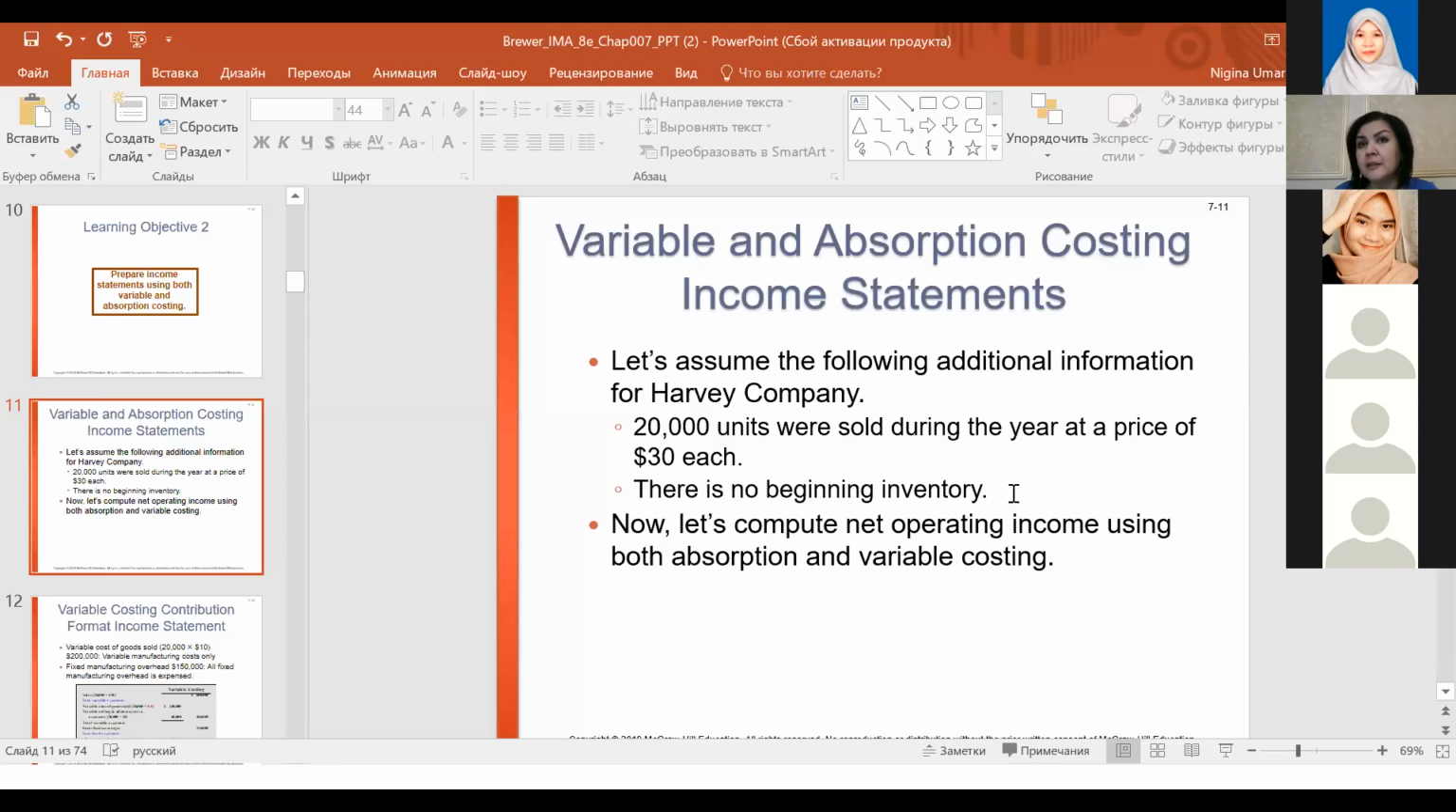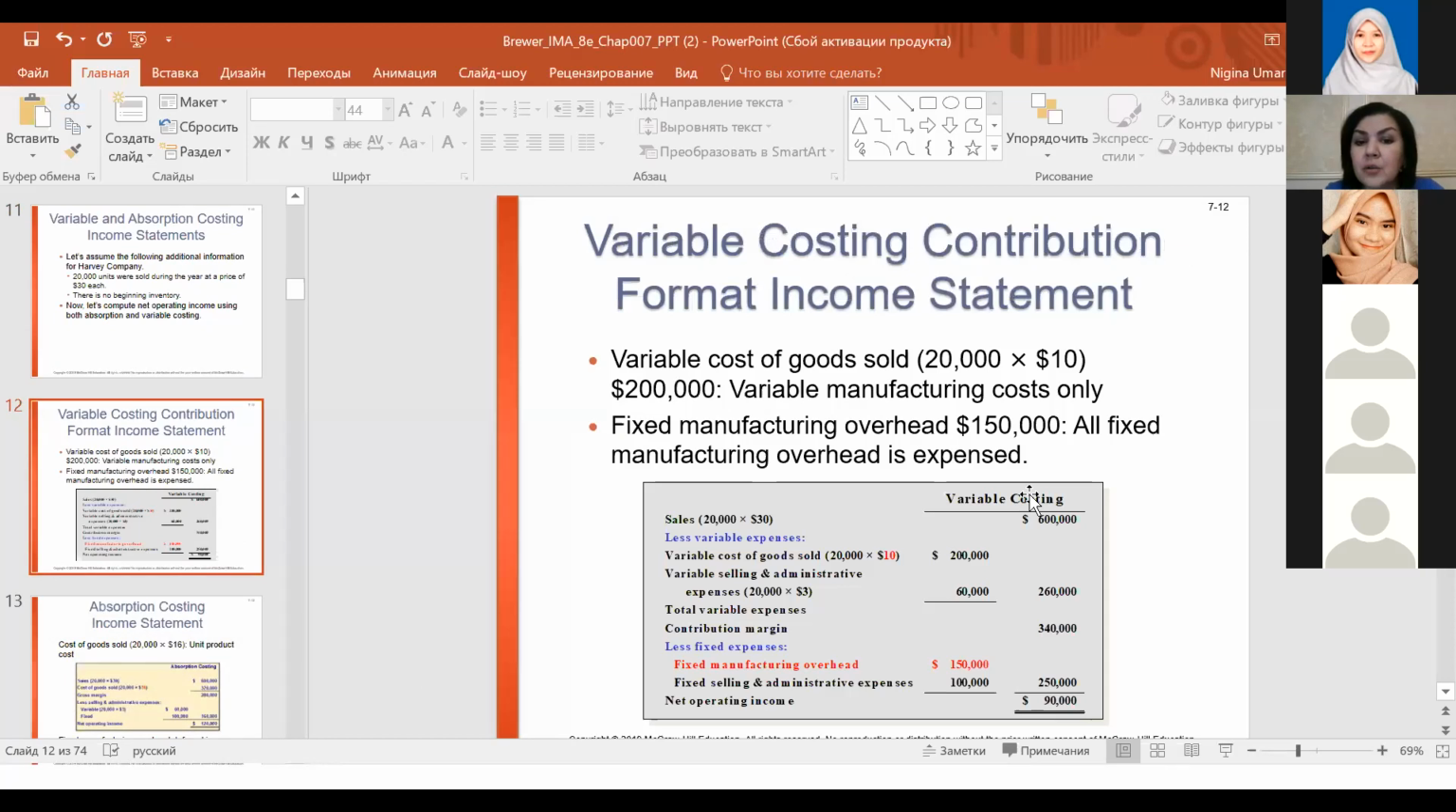If the company has goods which were produced last year and a number of units are left over, then they become beginning inventory for the next year. But we are told that there is no beginning inventory. And now let's compute net operating income using both systems, absorption and variable costing. Okay, so let's calculate.